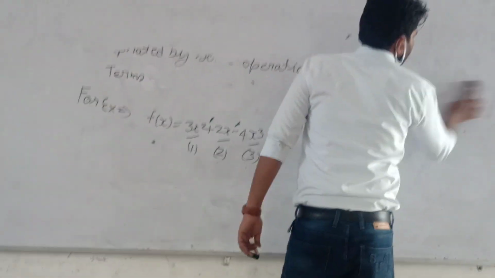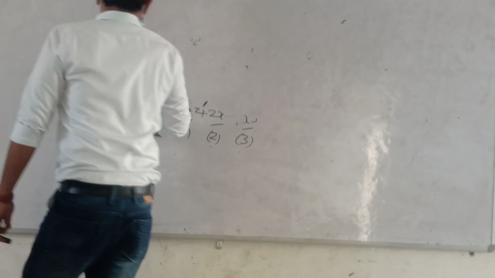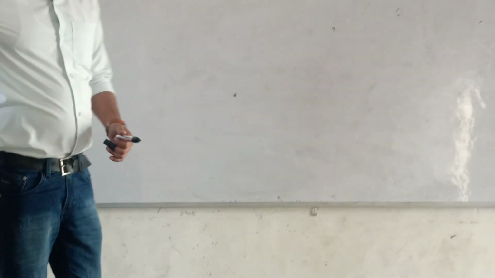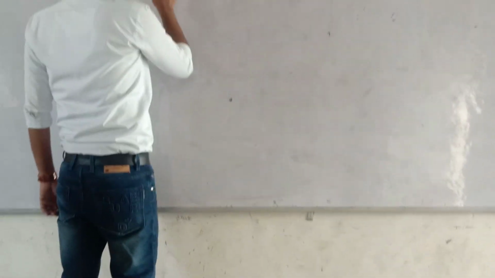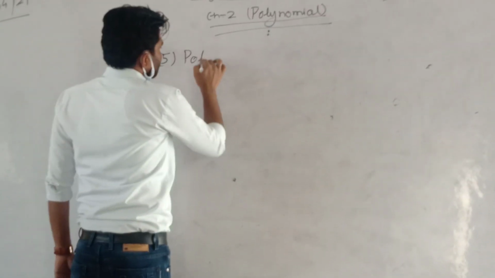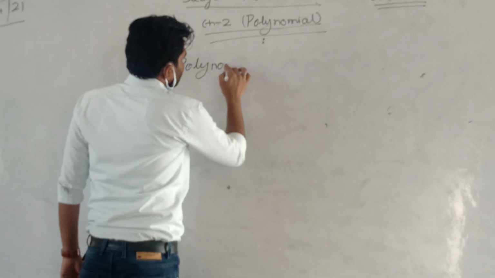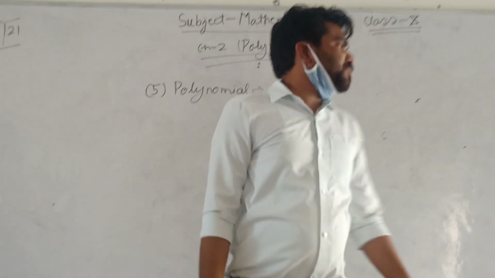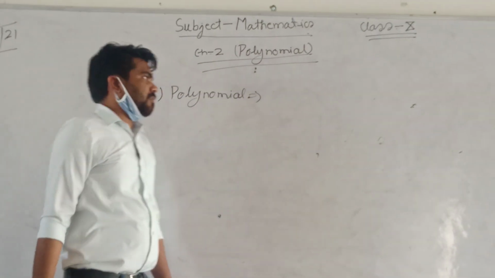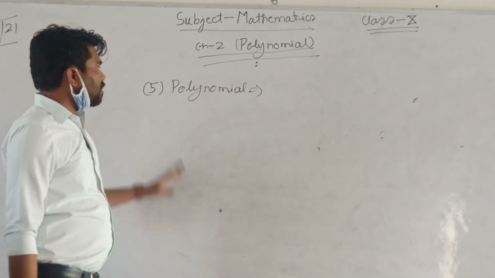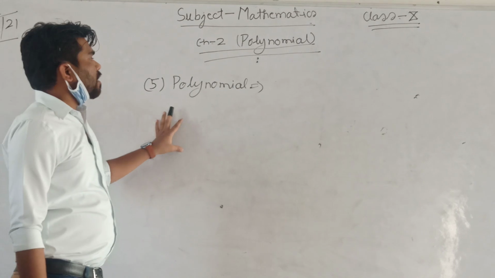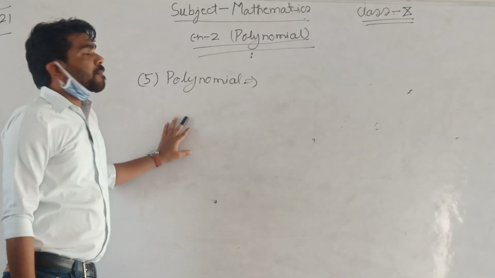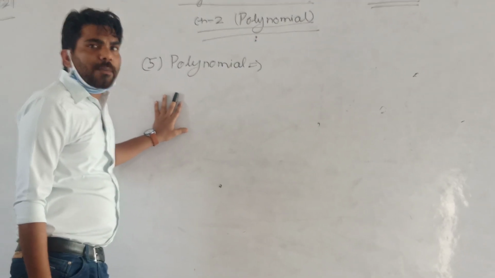Polynomial. Now we will discuss about polynomial. What is polynomial? Polynomial is also a special case of algebraic expression. Polynomial is the algebraic expression in which the variable involved having non-negative integer power is known as polynomial.